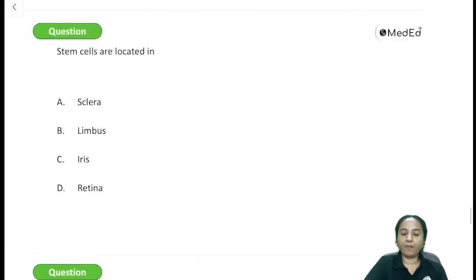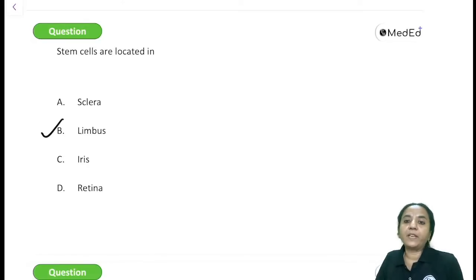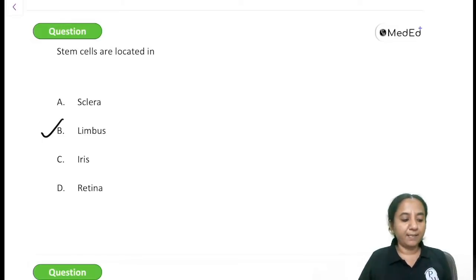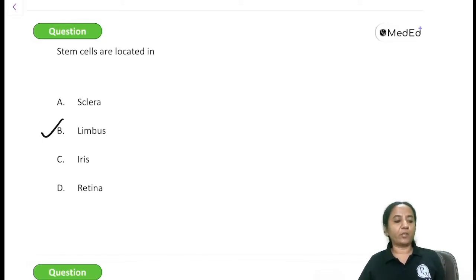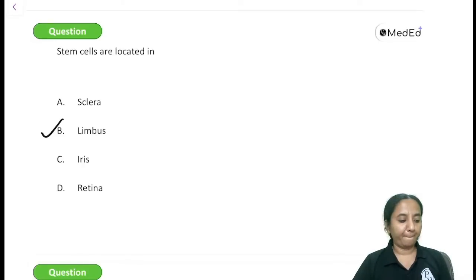Next question. Where are the stem cells located? The ocular stem cells are located in the limbus. This is an often asked one-liner. So what is the importance of the limbus or these stem cells? They help in regeneration and repair of the ocular surface after any kind of injury. When there is an ocular surface injury, it is these stem cells of the limbus which actually help in regeneration and repair. So that is the importance of the limbus in ophthalmology.